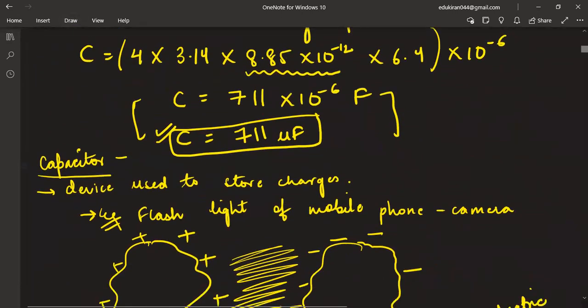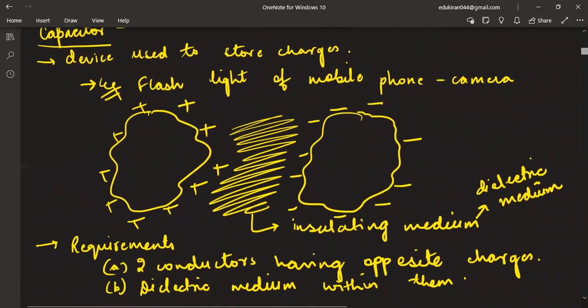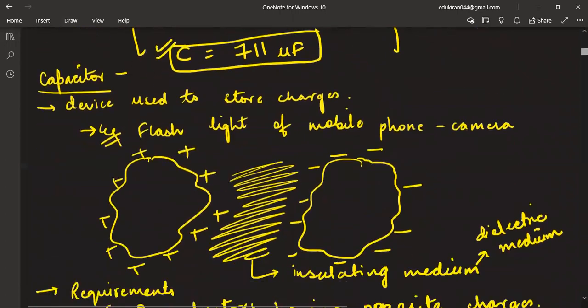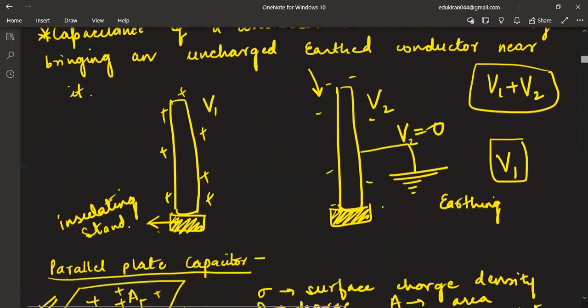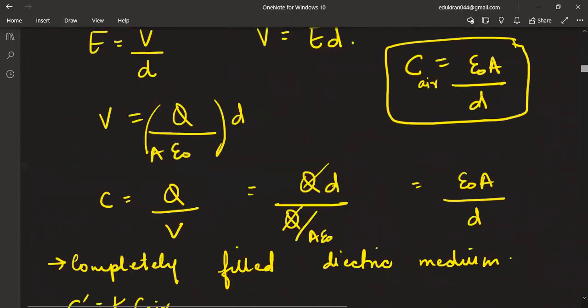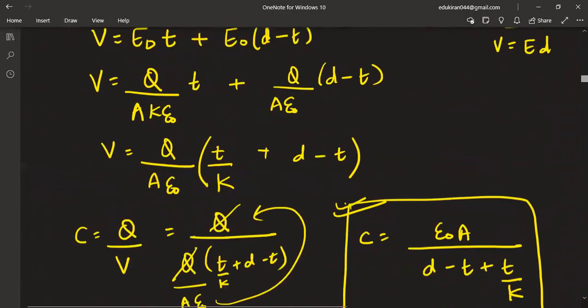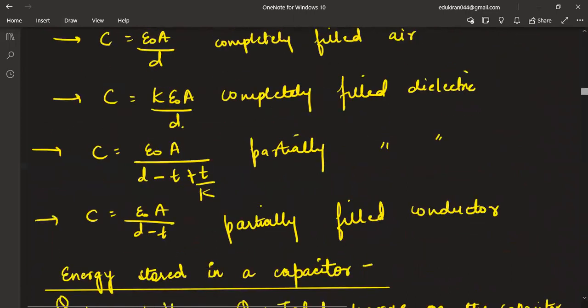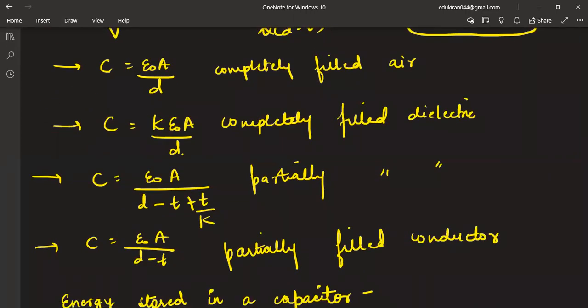If Earth acts as a conducting sphere, this value also you should know. From your parallel plate capacitor, you should remember these cases. If both the plates of the capacitor are completely separated by air, the formula becomes C is equal to epsilon naught A by D. If they are completely filled with dielectric constant K, then it is K times epsilon naught A by D, dielectric gets multiplied.